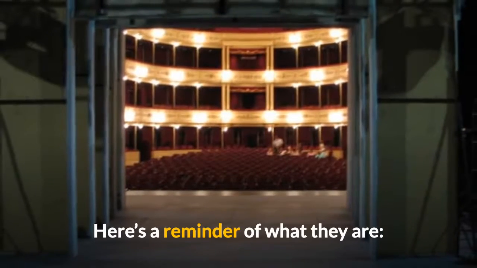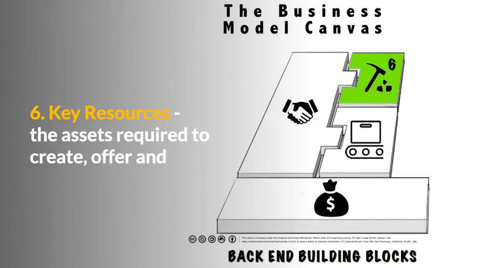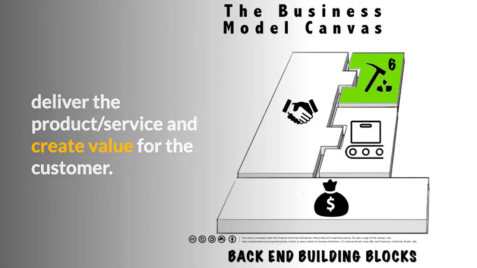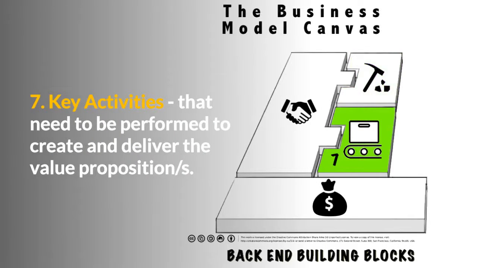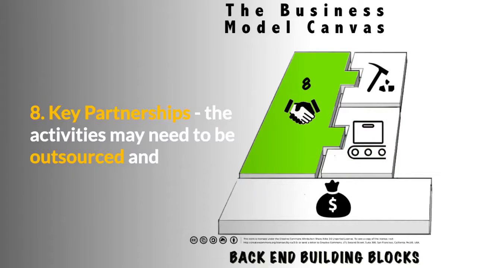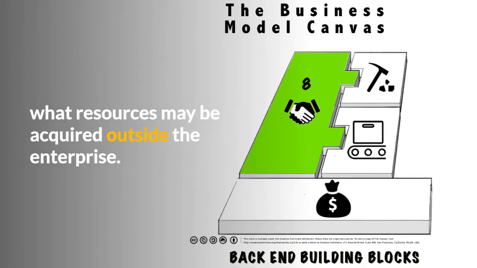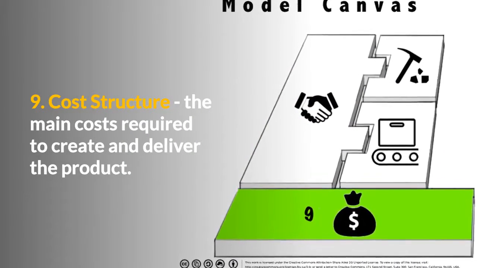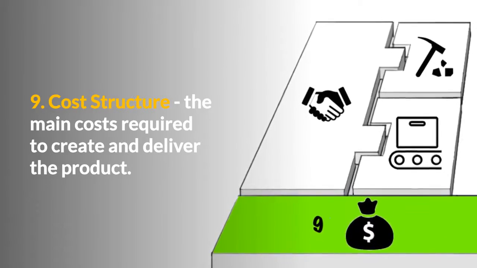Here's a reminder of what they are. Number 6, key resources. These are the assets required to create, offer and deliver the product or service and create value for the customer. Number 7, key activities. These are the key activities that need to be performed to create and deliver the value propositions. Number 8, key partnerships. Some activities may need to be outsourced and some resources may be acquired outside the enterprise. Number 9, cost structure. The main costs required to create and deliver the product.